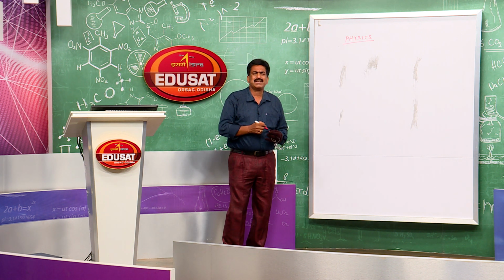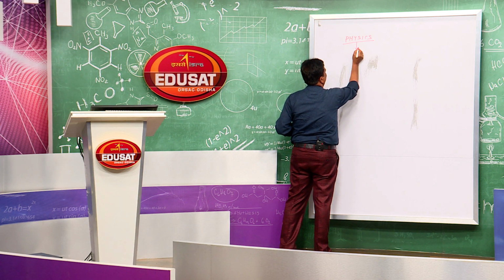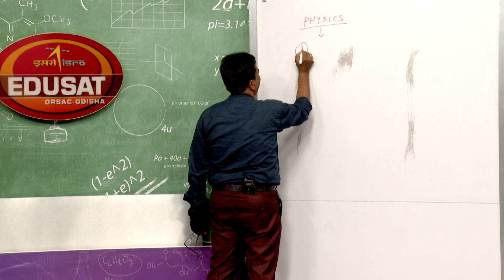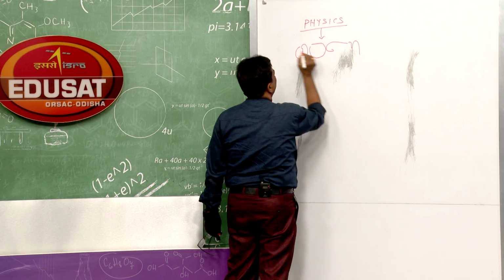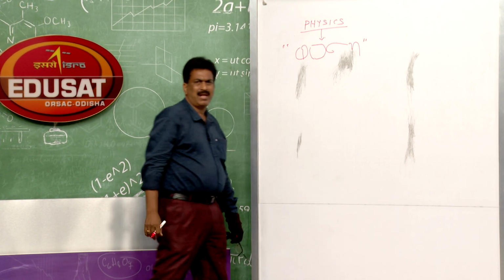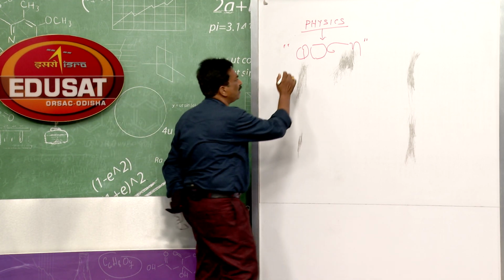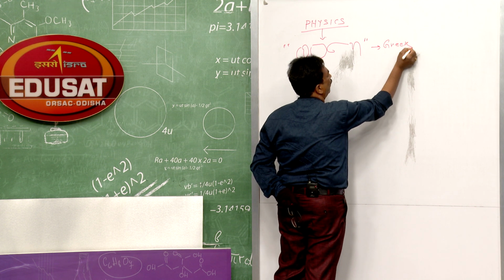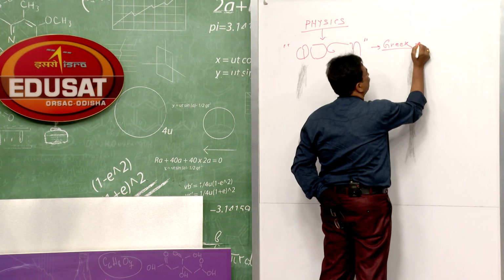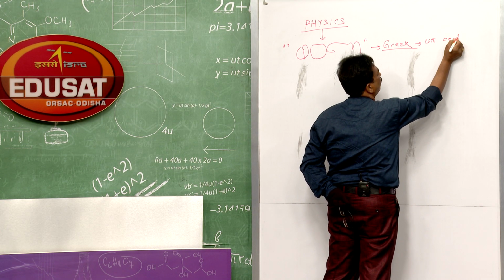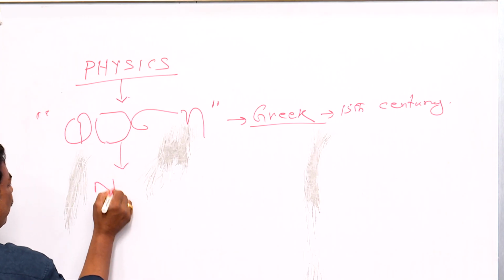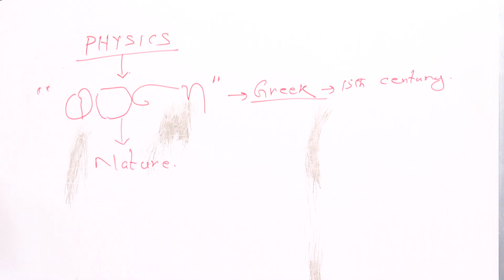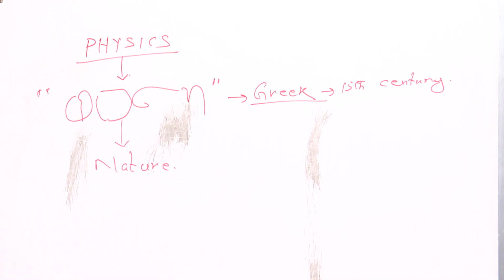About the physics. So, physics is what? That is the question. So, for the physics, suppose I write this one, and from this figure what do you understand? These are the letters of the Greek, and these letters are from the 15th century, and the meaning of these letters is nothing but nature, this nature which we are looking at, that nature is nothing but physics.